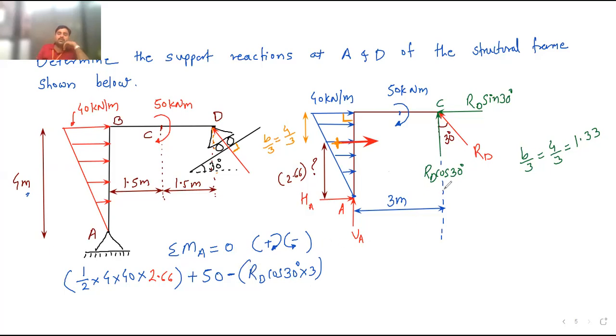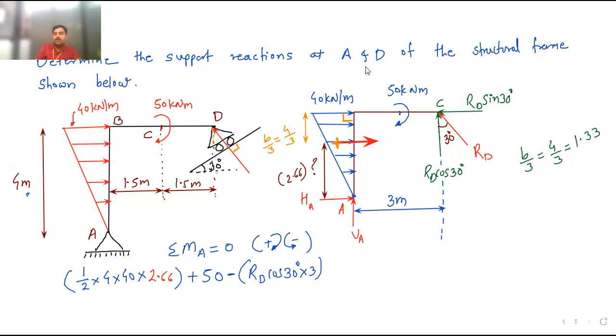Now after this RD cos 30, think about this RD sin 30. Where is the line of action of RD sin 30? This topmost line. We are taking moment at point A. What is the distance of this RD sin 30? It is 4 meter.